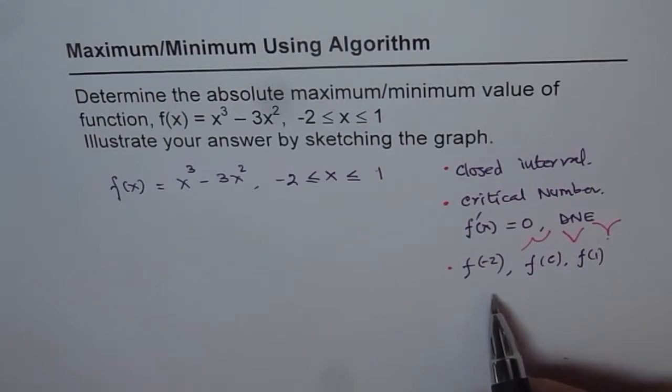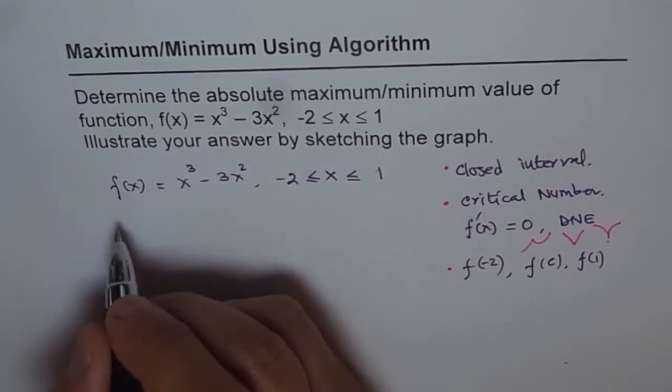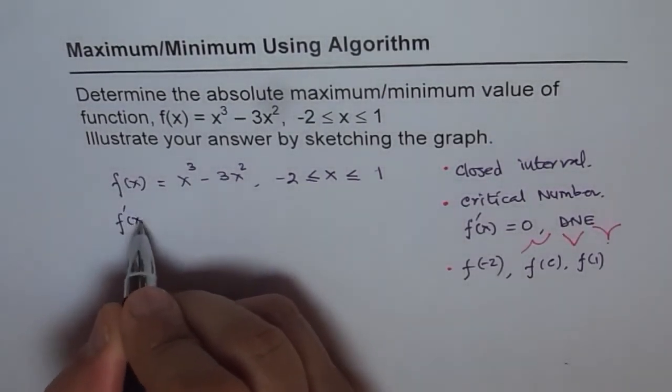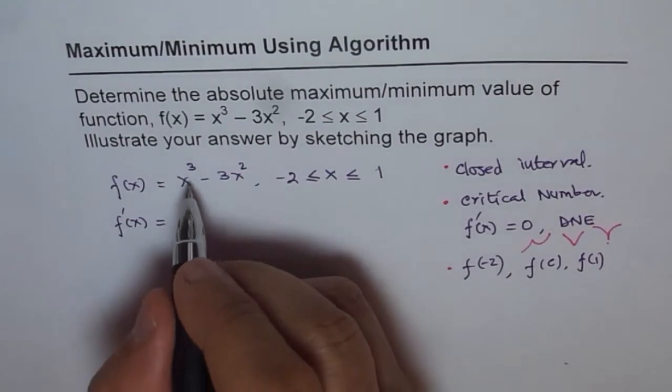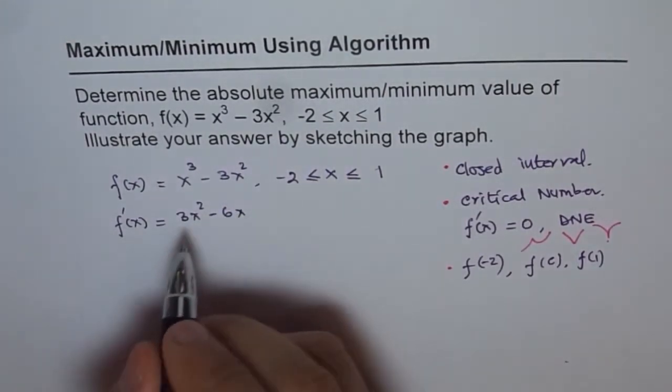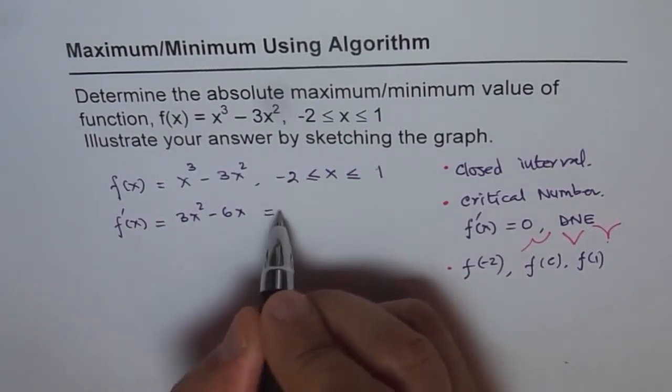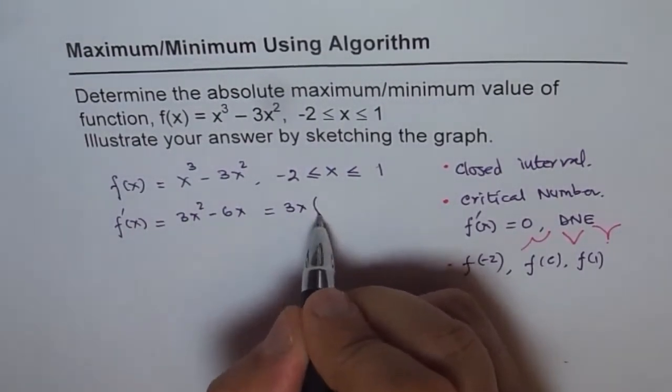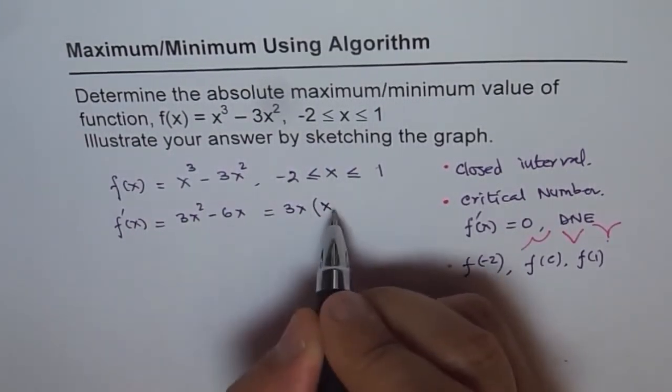This algorithm is extremely simple and very helpful. Now let's apply this and see in our context. So the first step is, let's find the derivative here in order to find critical numbers. So we get 3x squared minus 6x, and this can be factored, so we get 3x and we're left with x minus 2.